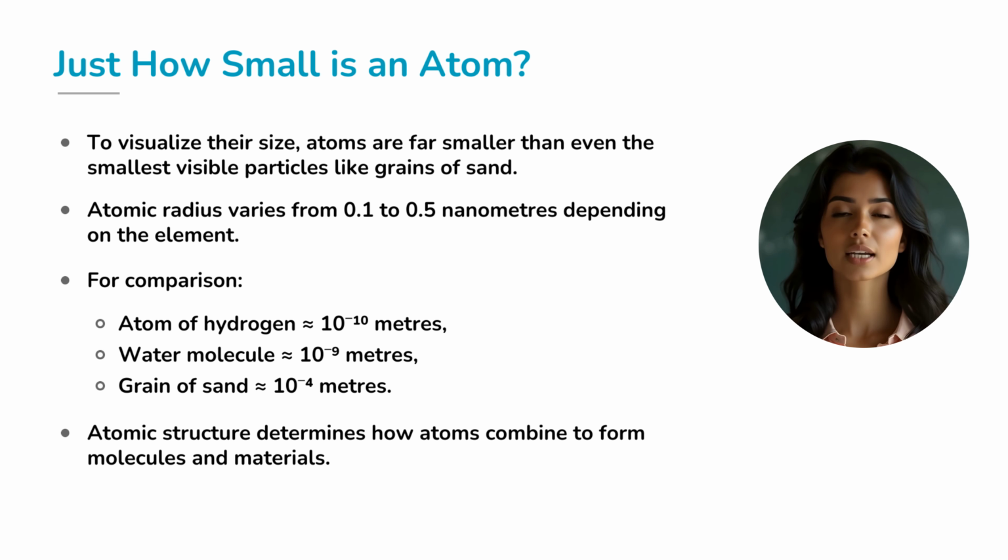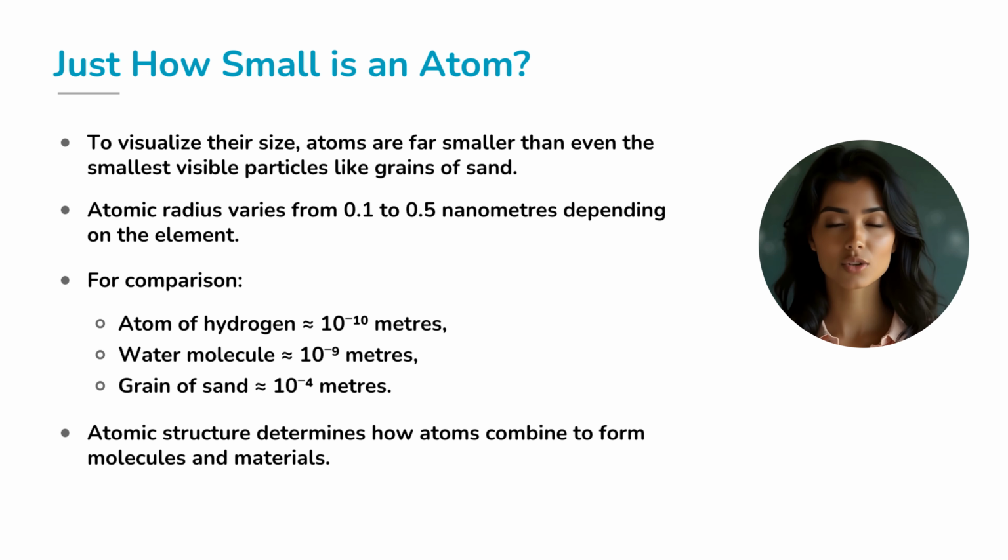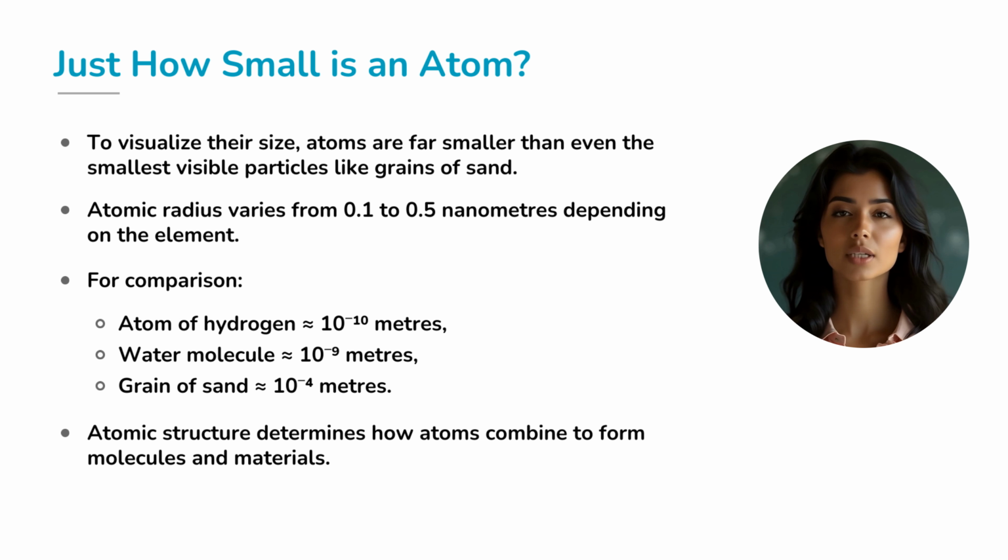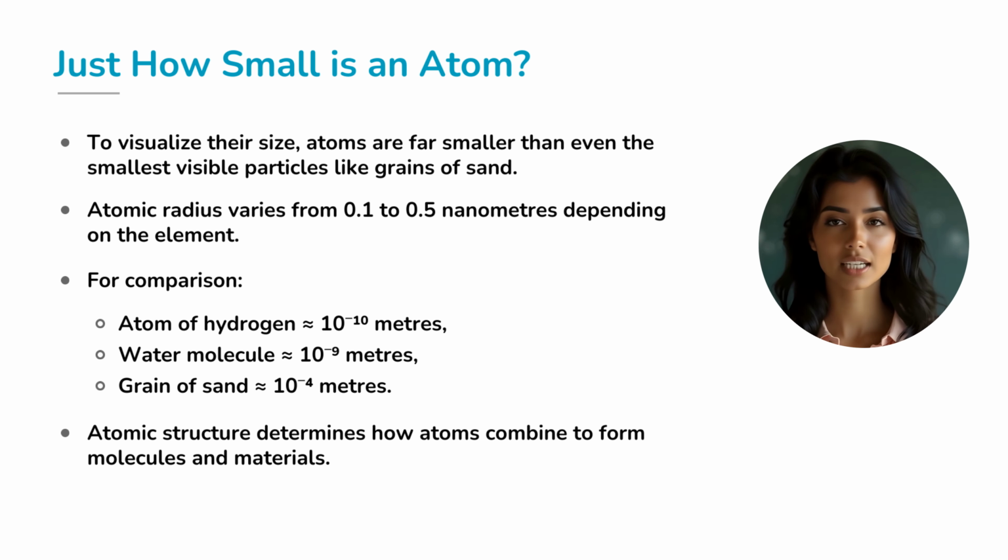Alright, let's get a sense of scale. Imagine a grain of sand, already pretty tiny, right? Now compare that to a hydrogen atom, which is almost a million times smaller. Atomic radii vary, but most lie between 0.1 and 0.5 nanometers. That's 0.0000000001 meters. In scientific notation, that's 10 to the power minus 10 meters.